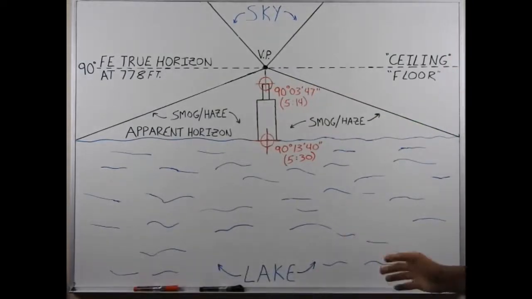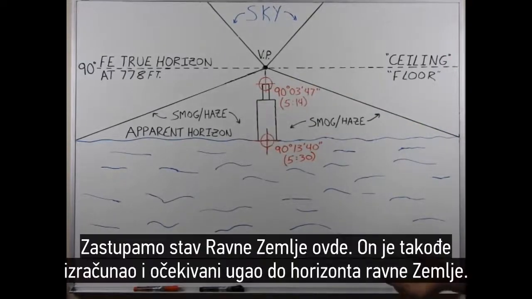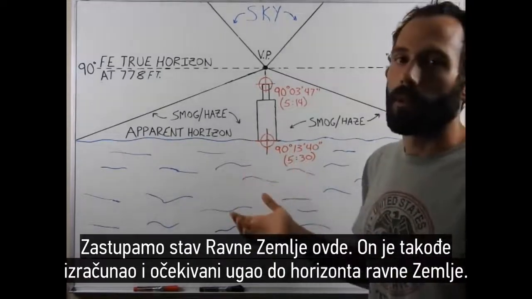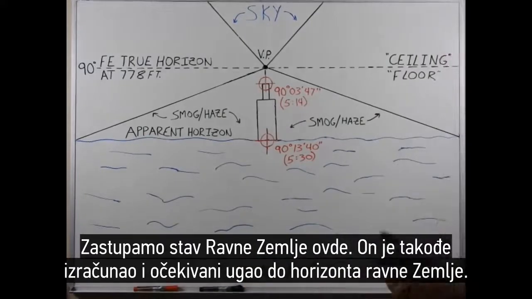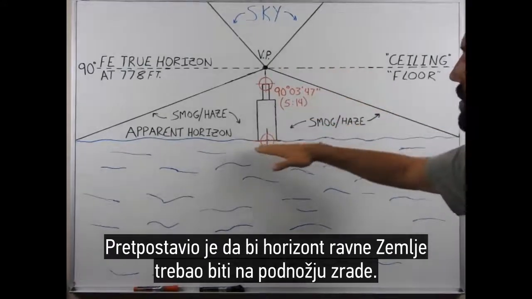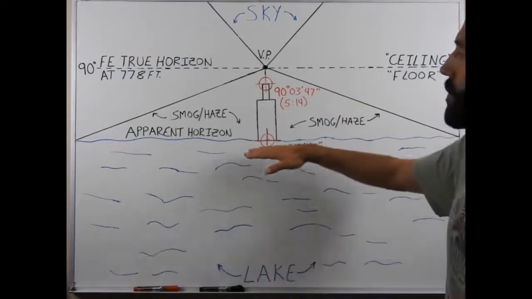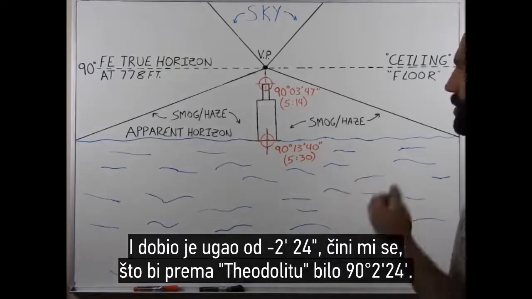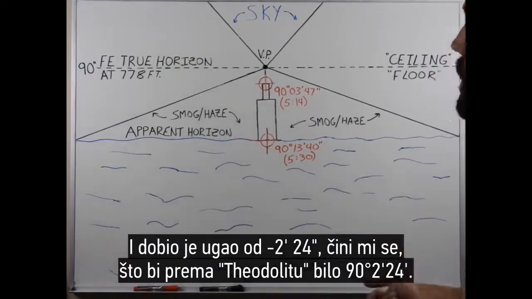Okay? So, arguing for a flat Earth here, first of all, he also calculated what the expected vertical angle measurement should be to the flat Earth horizon. He assumed that the flat Earth horizon should be at the base of the building. Okay, and he got an angle of minus 2 minutes and 24 seconds, I think, which would be 90 degrees, 2 minutes and 24 seconds measured by the theodolite.